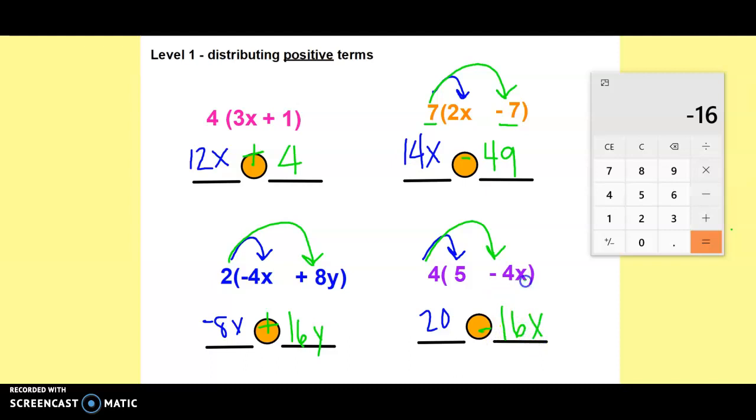Real easy to forget the variables, guys, so just double check. My first term should be a regular number. My second term should have the x. My first term should have the x. My second one should have the y. So again, real easy to forget, but easy to double check.